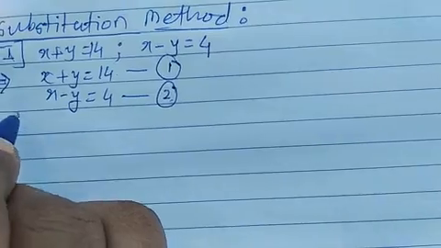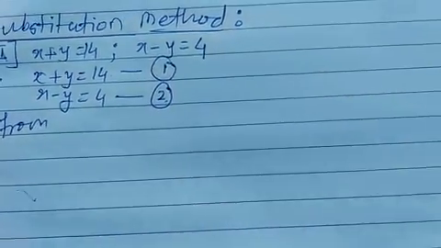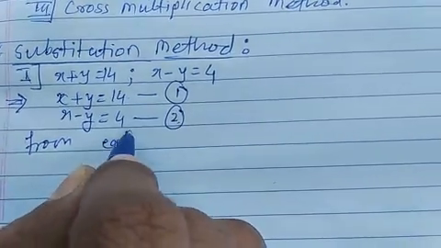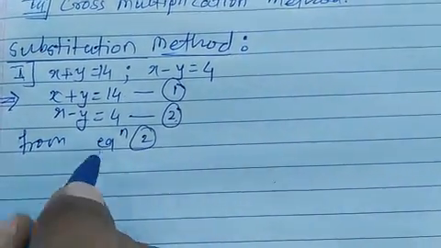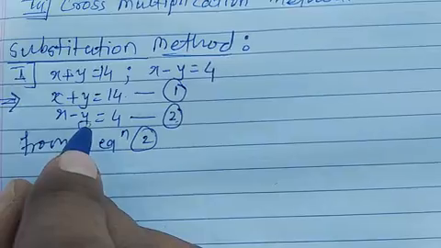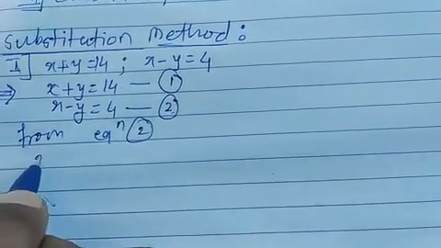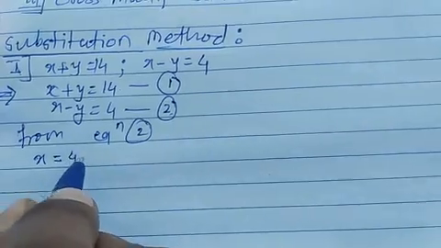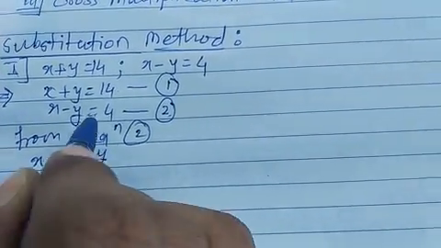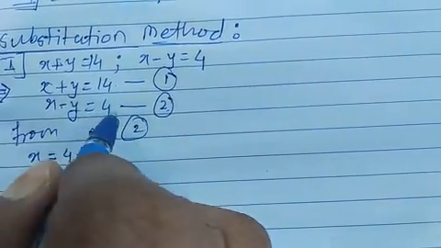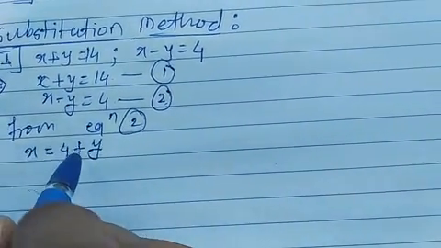So from equation second, I will write x minus y equal to 4. If we shift this y toward the right side, we get x equal to 4 plus y. As the sign of y is minus on the left hand side, if we shift it to the right hand side, we get a plus sign, so we get x equal to 4 plus y.